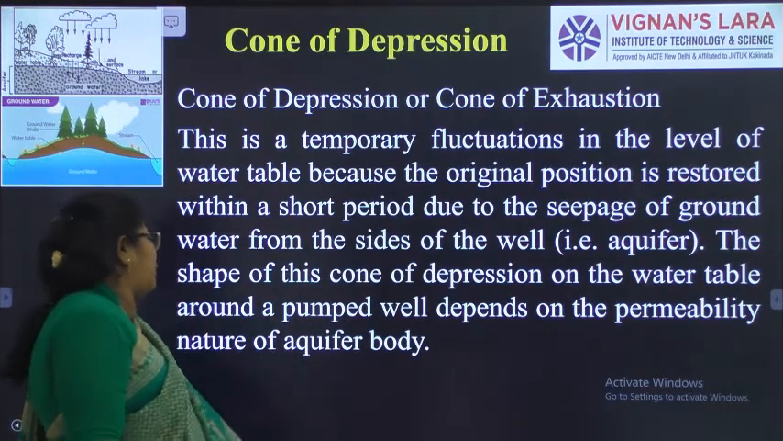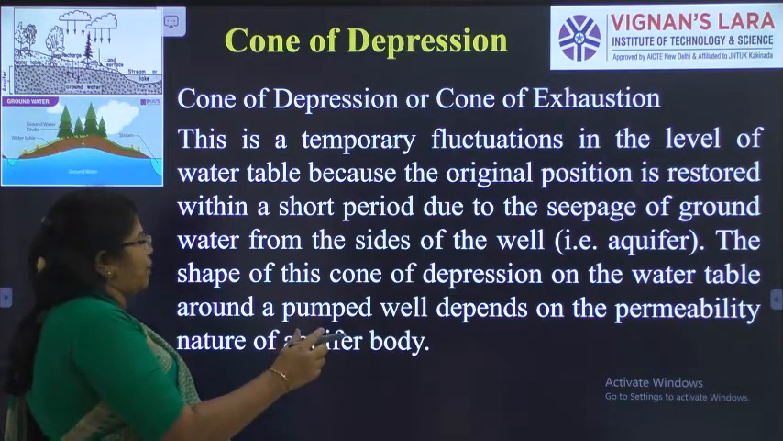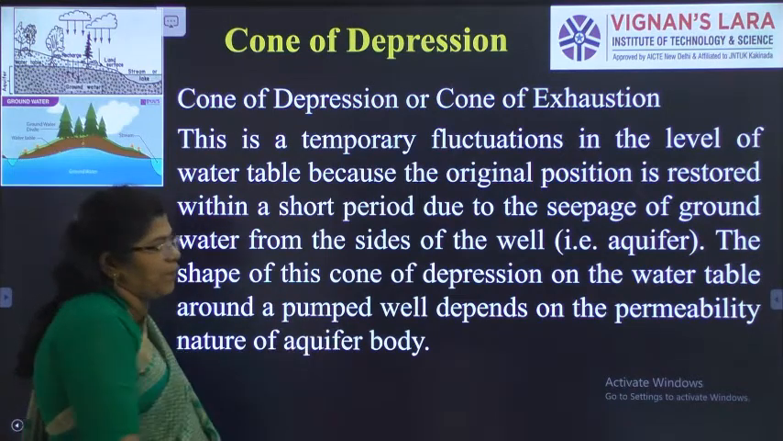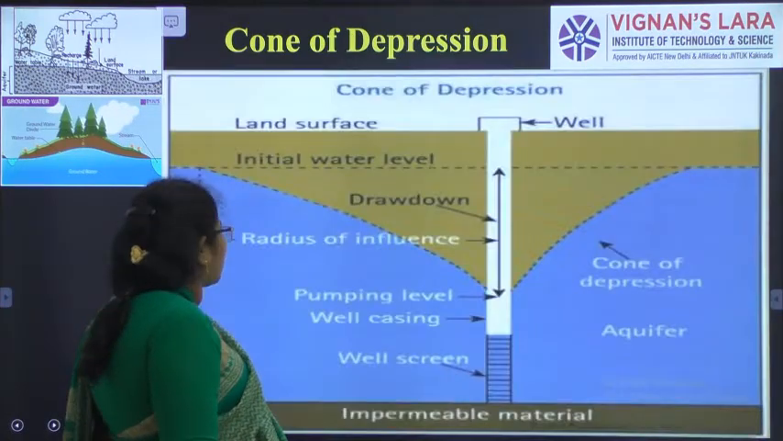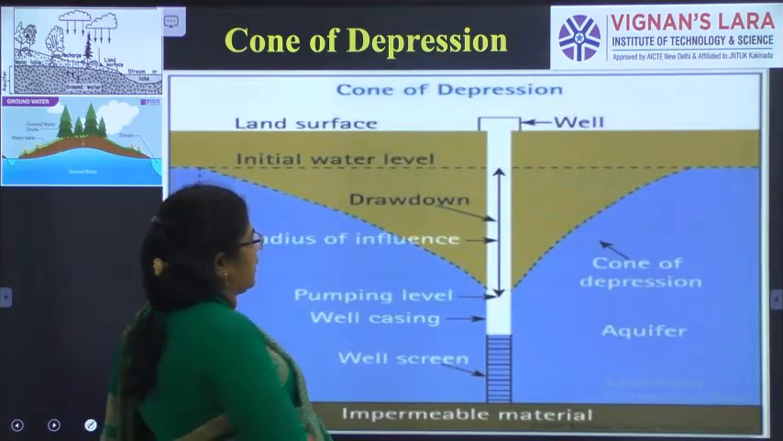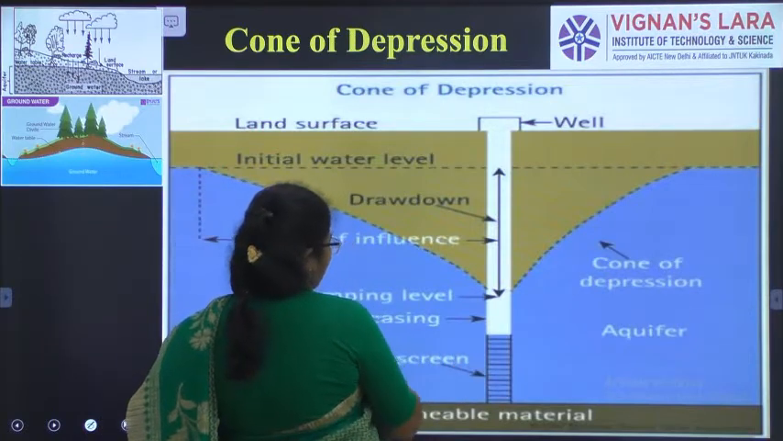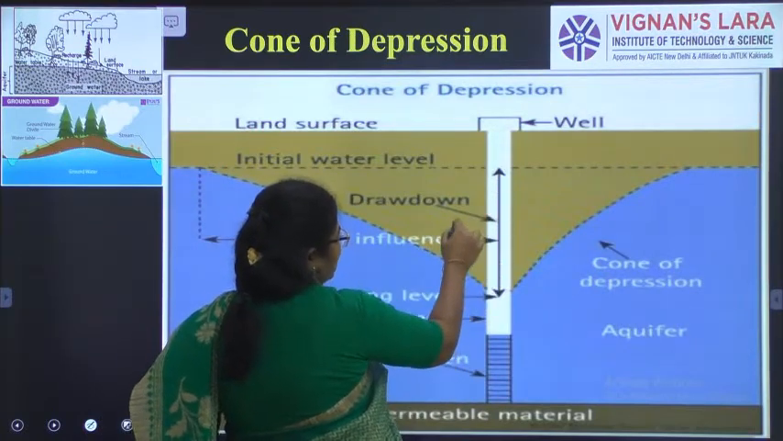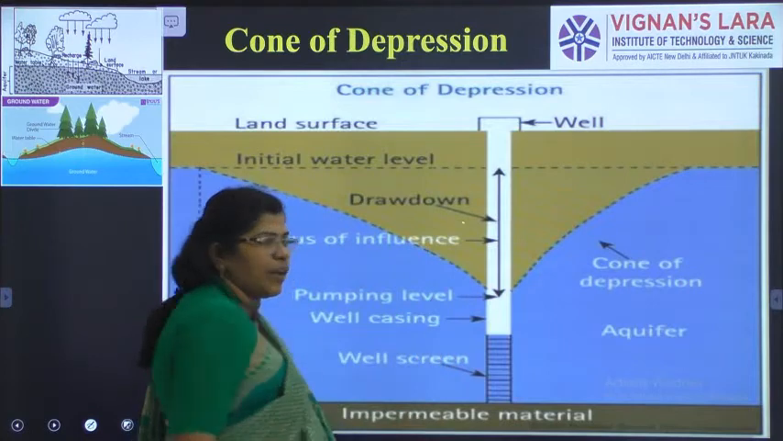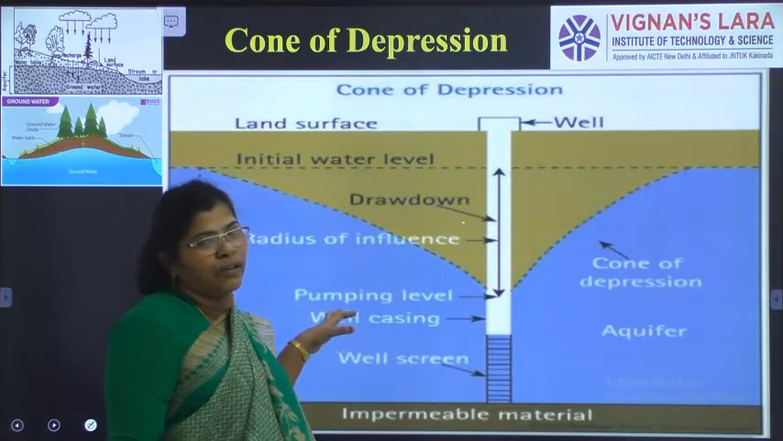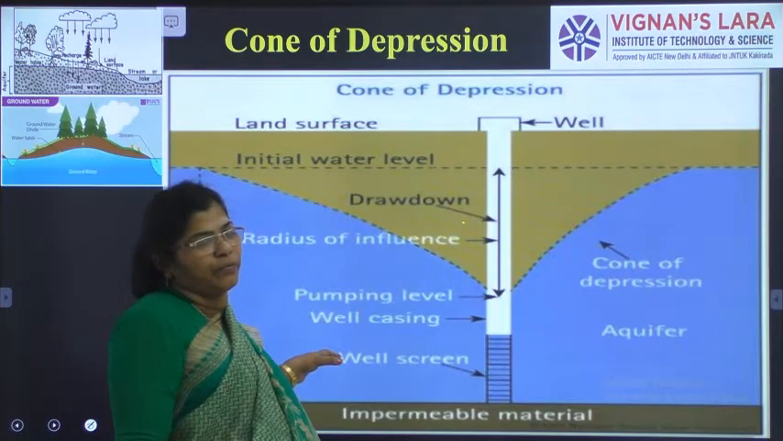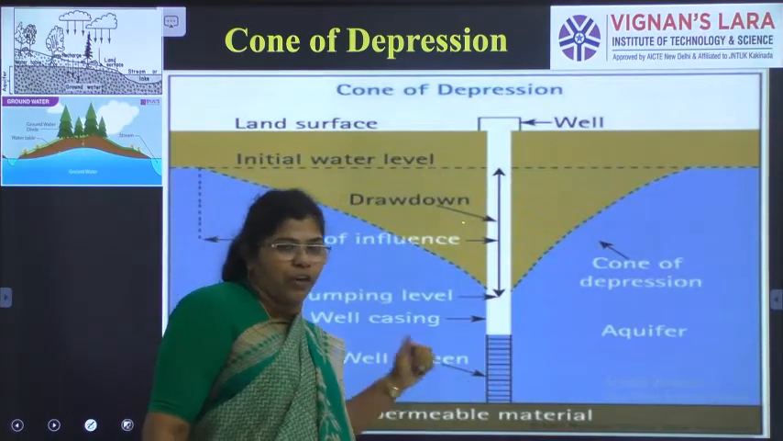The shape of this cone of depression on the water table around a pumped well mainly depends upon the permeability nature of the aquifer body. You can see here, this is a well, so this is the aquifer. Mostly I told you now, this is a zone of aeration, or we call it a zone of unsaturation. This is a zone of saturation up to the point where we go in for the well.